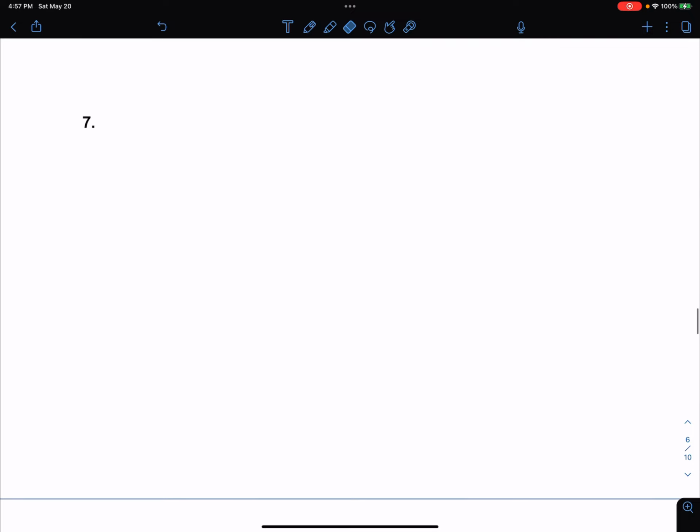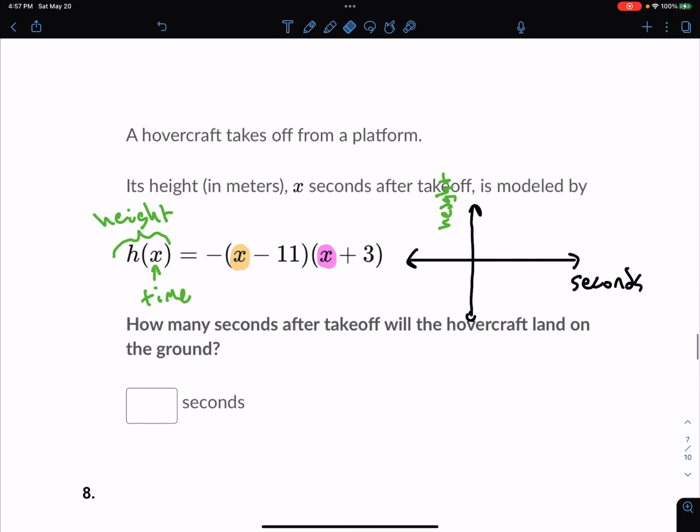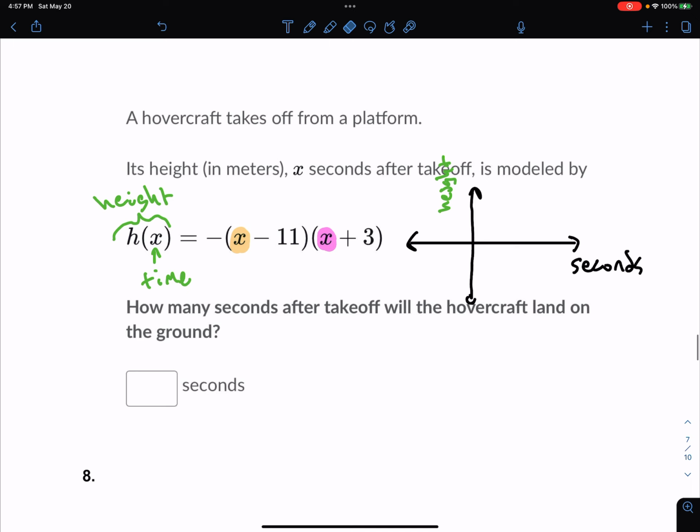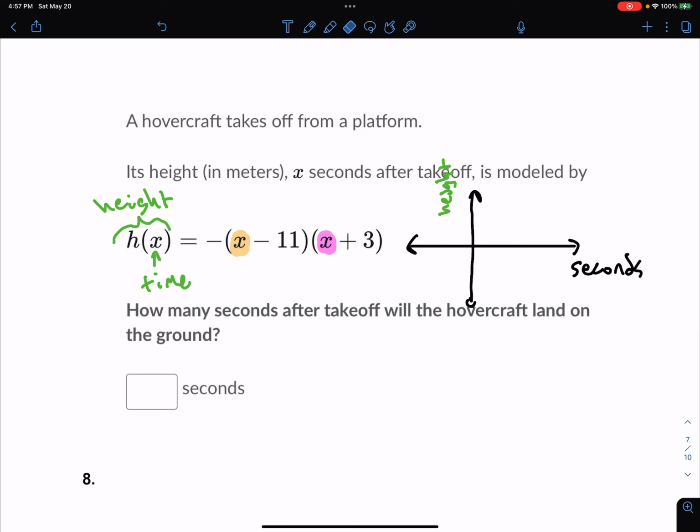Here we go. One more of these for this little short video. There's a hovercraft. It takes off from a platform. Its height in meters, x seconds after takeoff is modeled by. So its height in meters, x seconds. See where it says x seconds? That tells me the seconds are on the horizontal axis. Here's my time. Time is almost always on the horizontal axis.